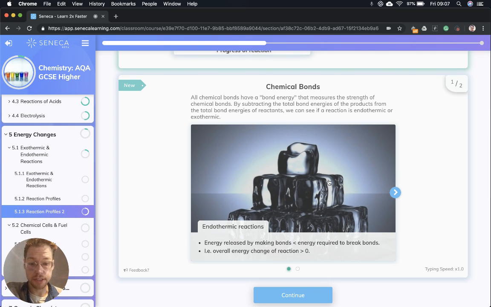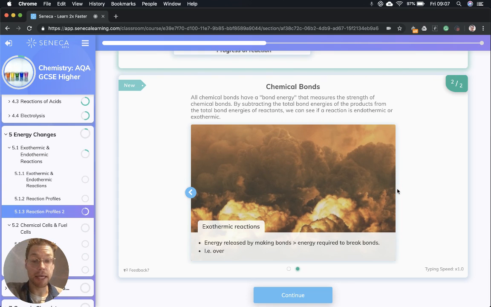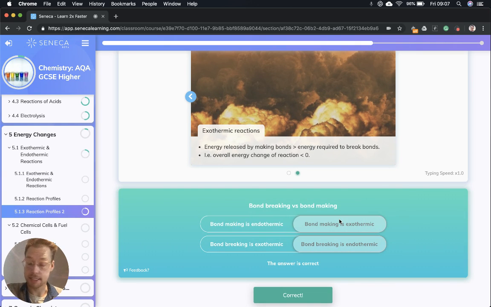And endothermic reactions, they take energy in from the surroundings, and basically the energy released by making bonds is less than the energy required to break the bonds. Whereas with exothermic reactions, the energy released by making bonds is greater than the energy required to break the bonds. So energy is given out to the surroundings, normally in the form of heat. So exothermic reactions normally cause an increase in temperature of the surroundings. So to summarize, bond breaking is an endothermic process, and bond making is an exothermic process.